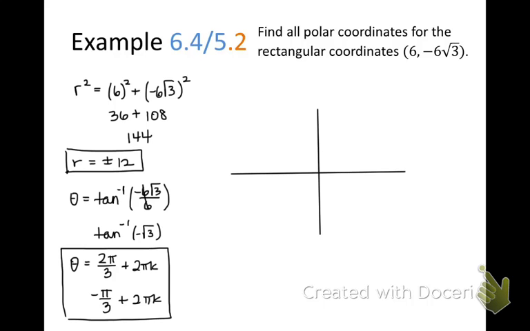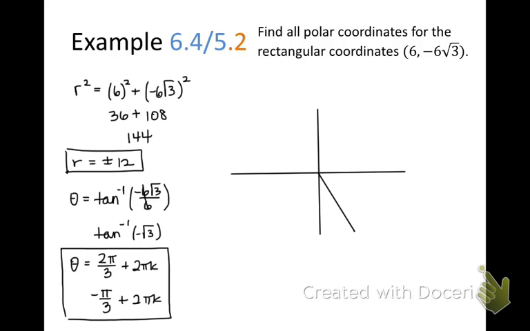So where is the point 6, negative 6 root 3? What quadrant is that in? Quadrant 4, right. So you're in quadrant 4 for that. You've got an angle, something like that, right? So what you have to do is find the combination of r's and thetas that work in quadrant 4.